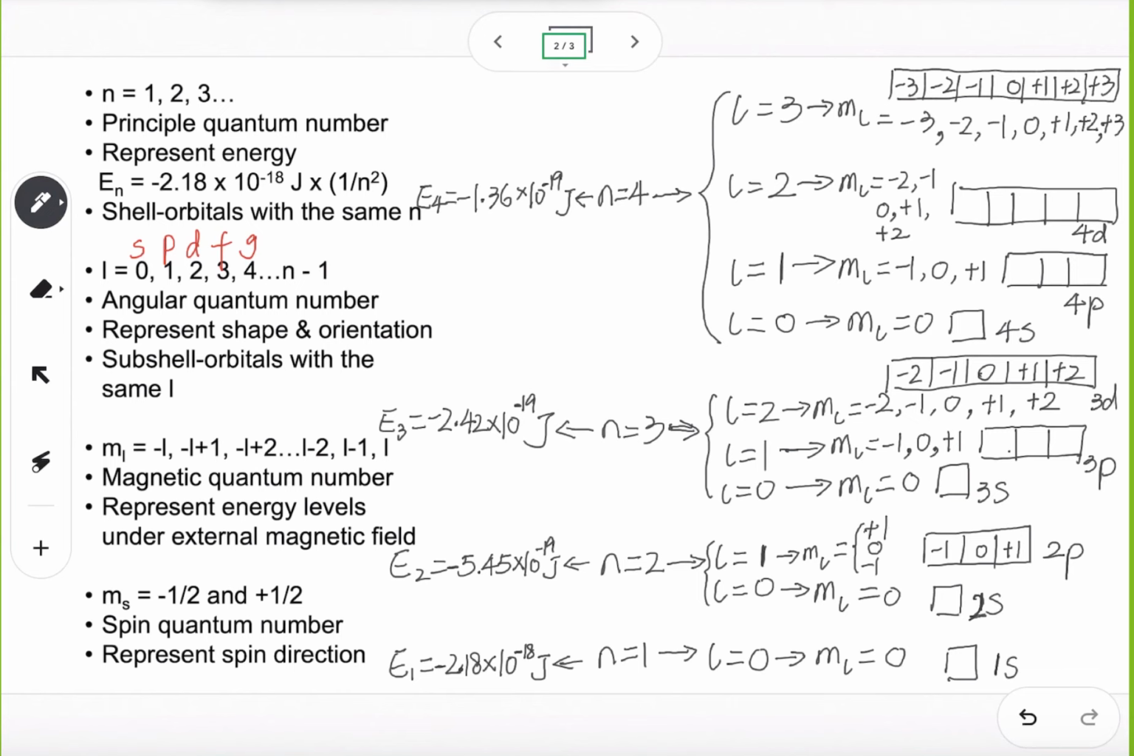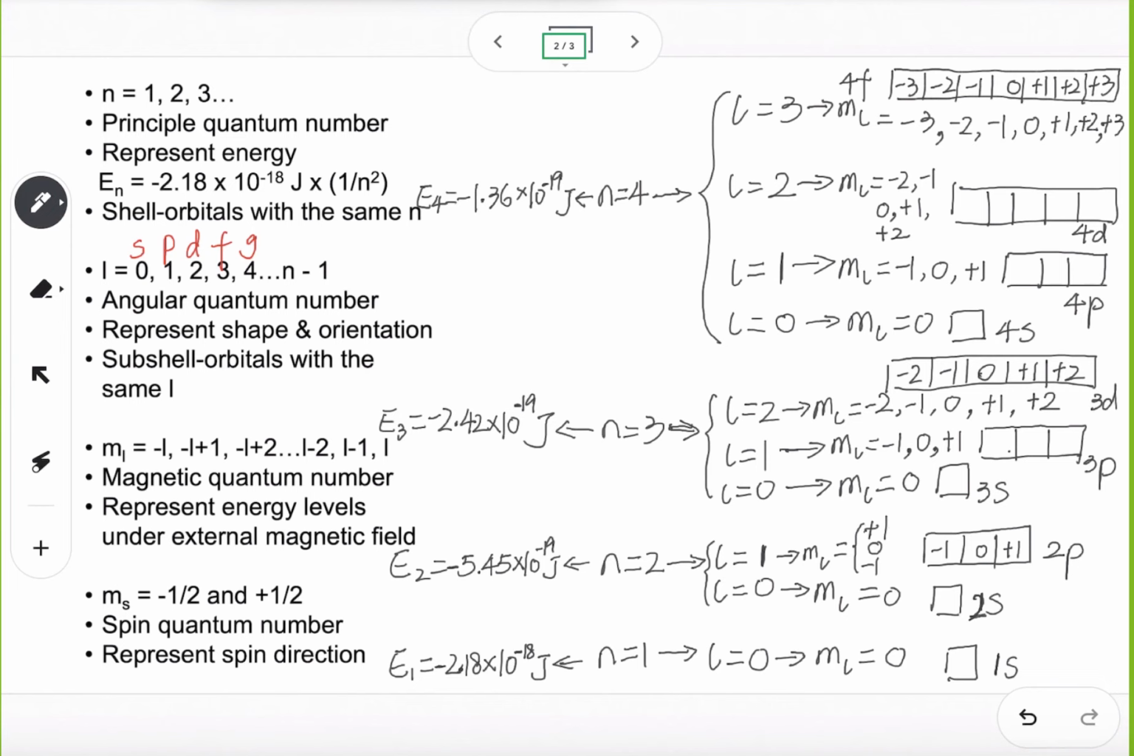Now the 7 boxes, when N equals 4 and L equals 3, you have these 7 boxes. So that will be labeled with N equals 4, and the corresponding letter for L equals 3 would be F. So those 7 orbitals will be labeled as 4f. All right, so this is a full diagram of those quantum numbers and the corresponding atomic orbitals they can define, based on the possible values.